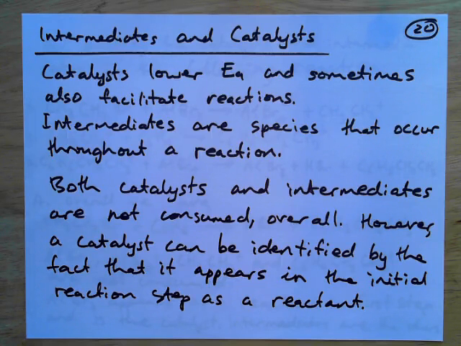Intermediates are species that occur throughout a reaction. To the untrained, it can often be hard to distinguish an intermediate from a catalyst, but we're going to do just that now. These intermediates are species that occur throughout a reaction, but they don't end up in the final products, because as soon as they're formed, they go on to the next step. A lot of chemical reactions occur via different sequences of steps. Different steps occur to give an overall reaction.